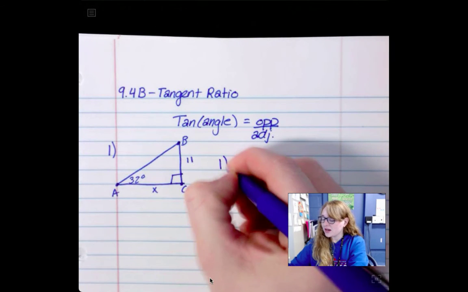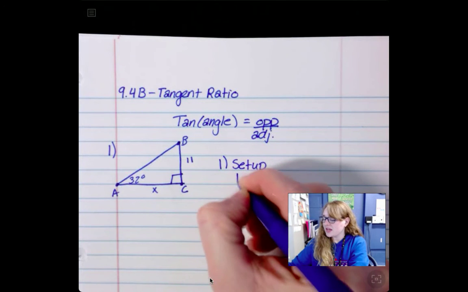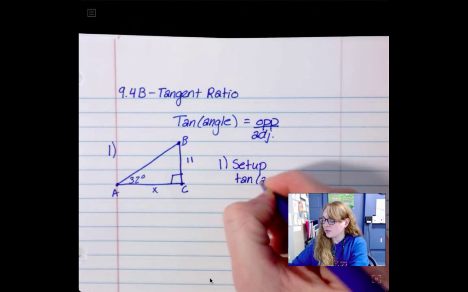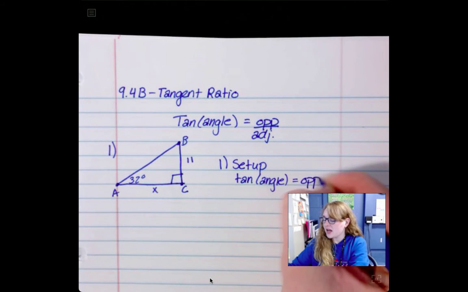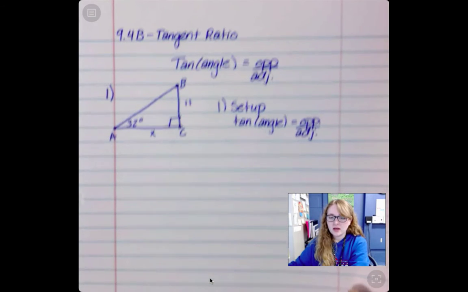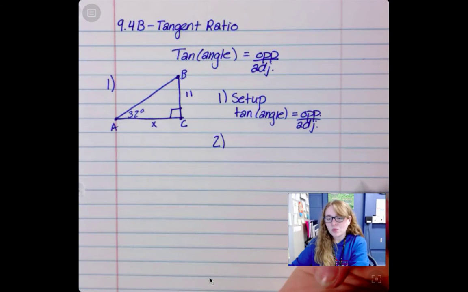Okay, so our setup step is always going to look the same. It's going to say that the tangent of, in this case, A, but we're just going to write angle, is equal to the opposite side of the triangle over the adjacent side of the triangle. All right. Then step 2 is where we substitute. That's where we're going to plug in what we know.